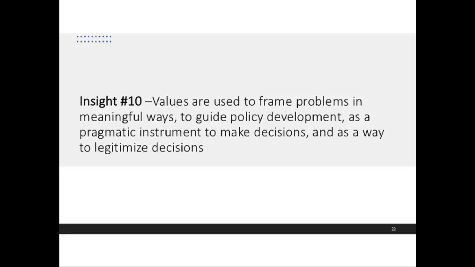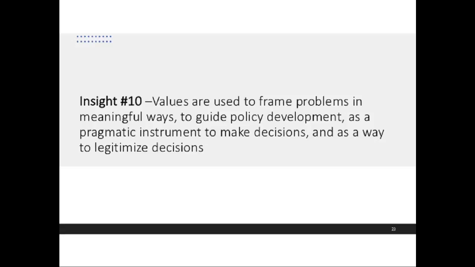But values are also used to guide policy development, because according to the values that are prioritized by the government, they decide what policy options are more acceptable, feasible, and achievable in a country. Technical values, for example, are used as pragmatic instruments to make decisions. So we can try to pursue, for example, universality and quality, but policymakers and stakeholders should try to see which of the different options are more pragmatic, more achievable, and more feasible to implement in a country.